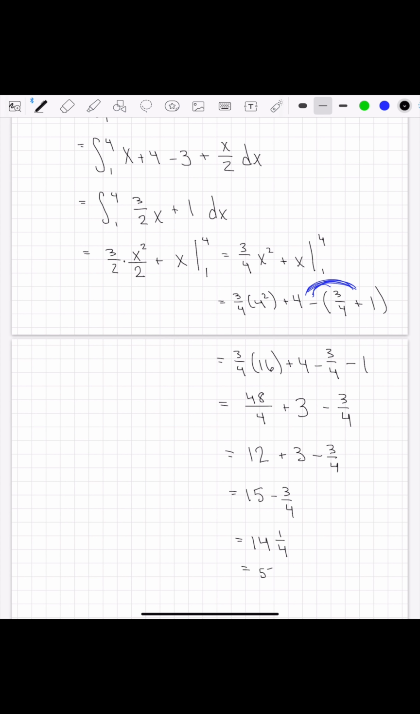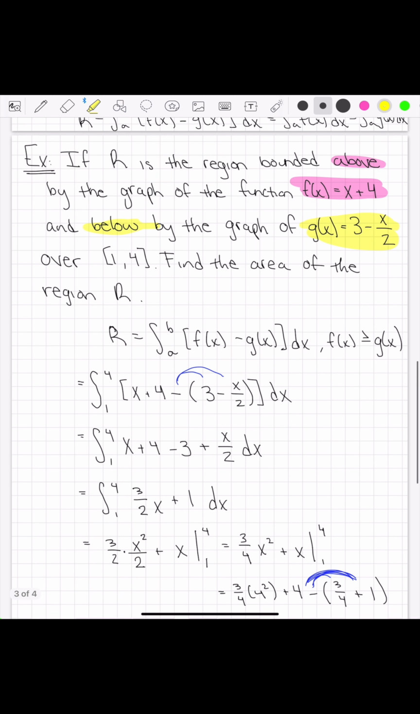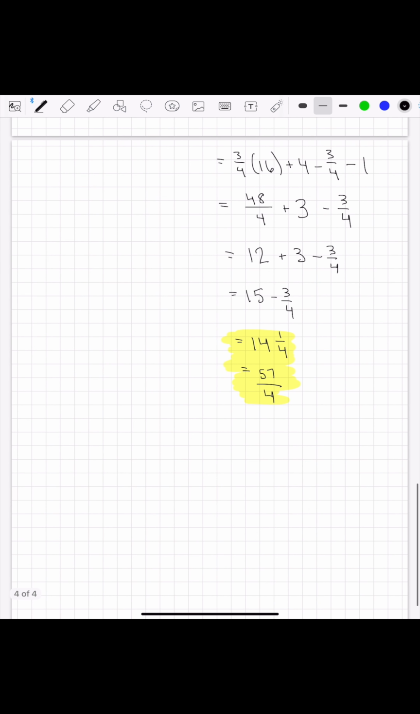equivalently 57 over 4. However you prefer the answer, or how you're asked to give the answer, I should say. And that's the answer to what's the area of R. So R is this area.